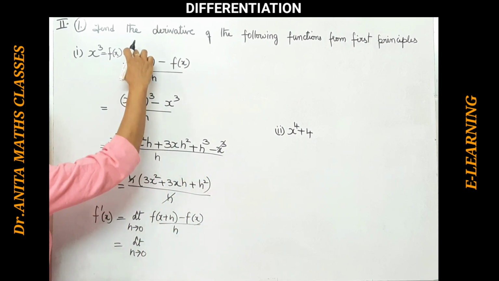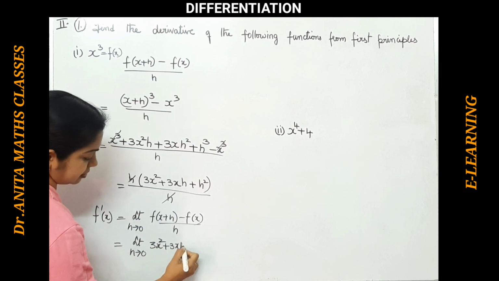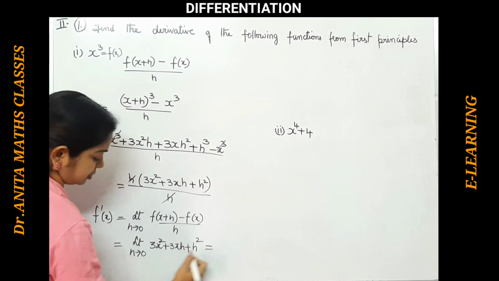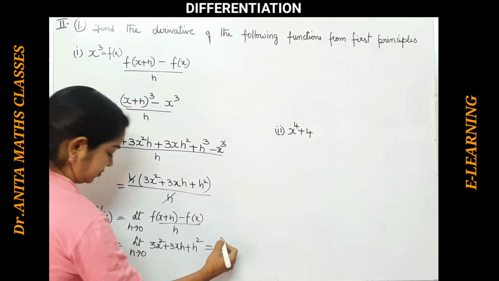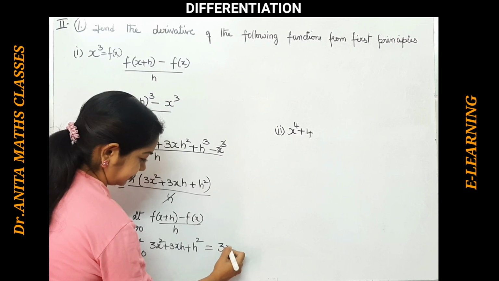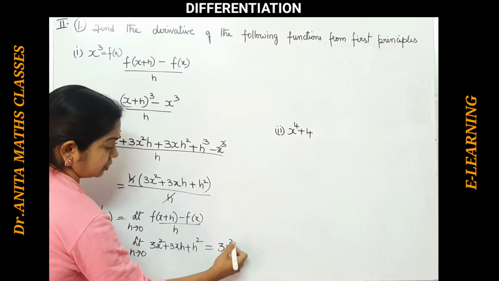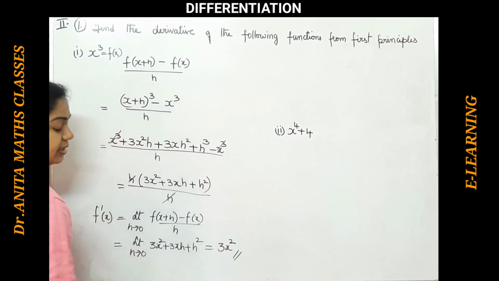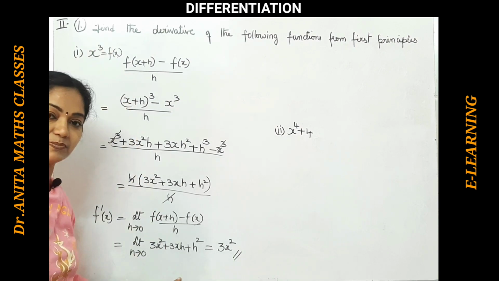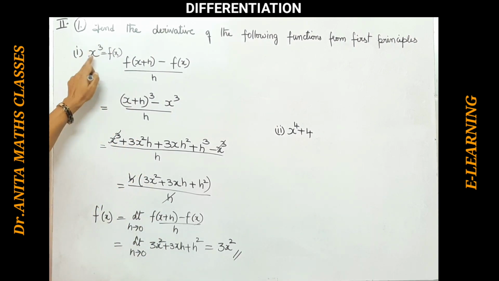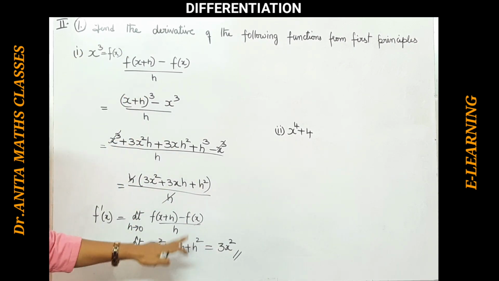The simplified version of this is 3x square plus 3xh plus h square. So if you apply the limit, this becomes 0 and this becomes 0, and only 3x square remains. Applying h equal to 0, this part becomes 0, this part becomes 0. So 3x square is the final answer. As we know, even without using the first principle, this is just 3x square. But we have to apply the first principle, as mentioned, so we got this.